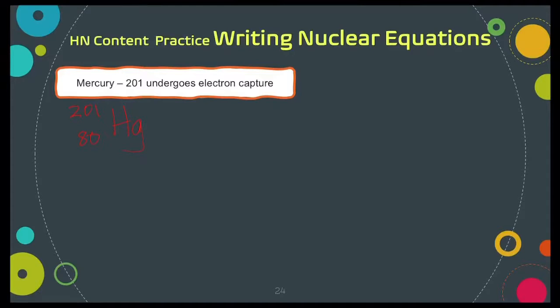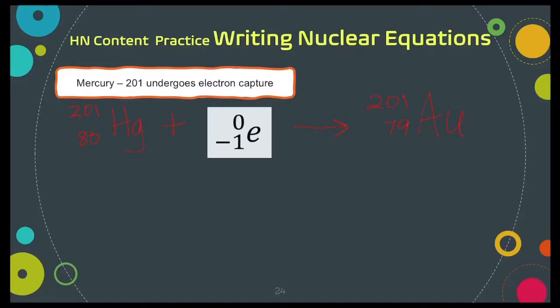Now, mercury is going to undergo electron capture. So it's going to capture an electron. That means that the symbol will appear before the arrow. So it's going to capture the electron, and now we're going to have the daughter nuclide as our product. So 201 plus 0 is 201, 201. 80 minus 1 is 79. Use 79, the atomic number, to look up the identity of the daughter nuclide. It is gold.